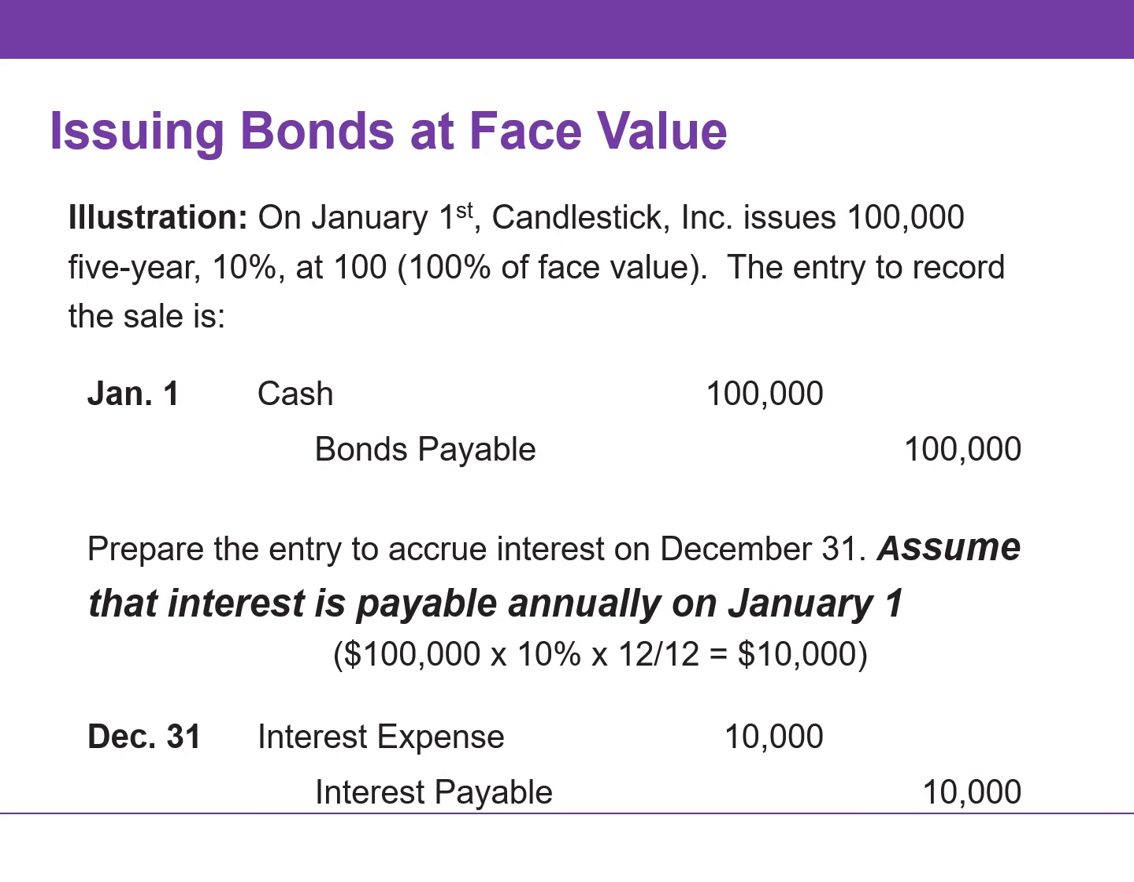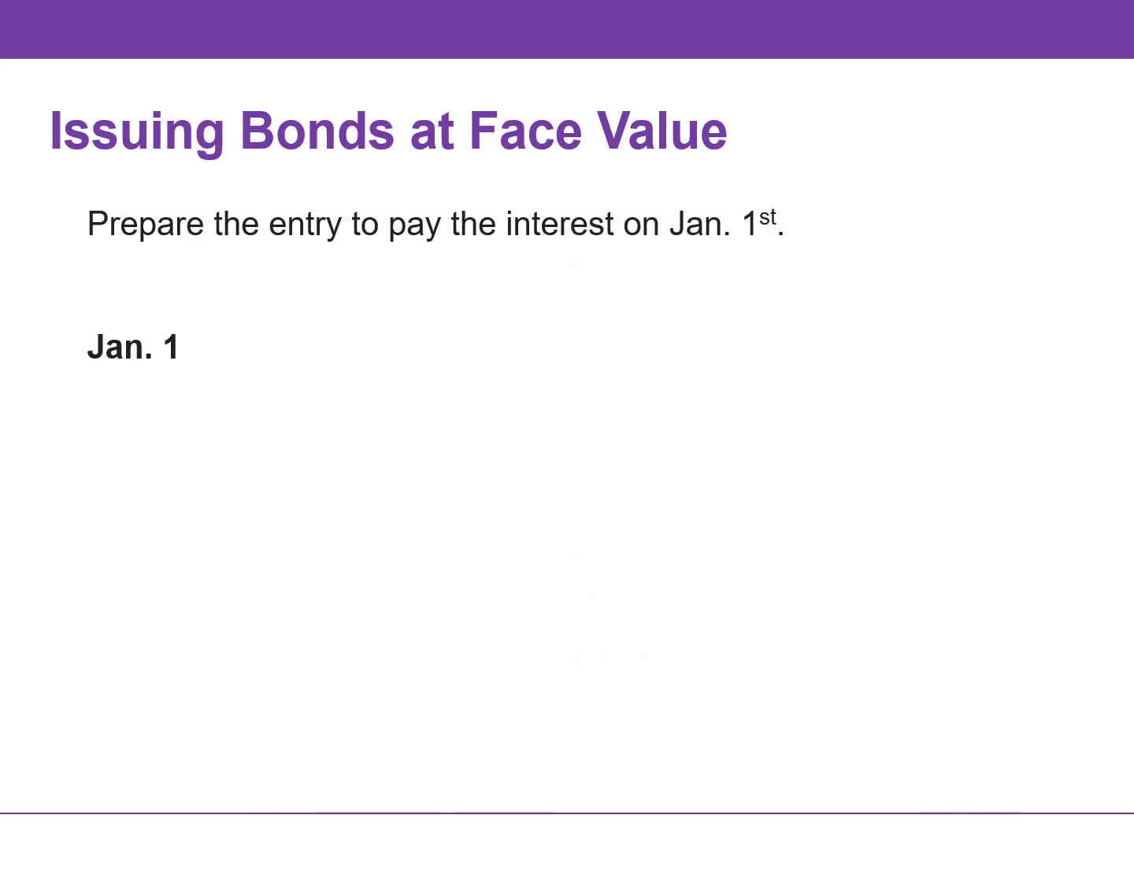The company classifies interest payable as a current liability because it will be paid within the next year. When this company pays the interest on January 1st, it will decrease or debit interest payable for $10,000 and it will decrease or credit cash for the same amount.